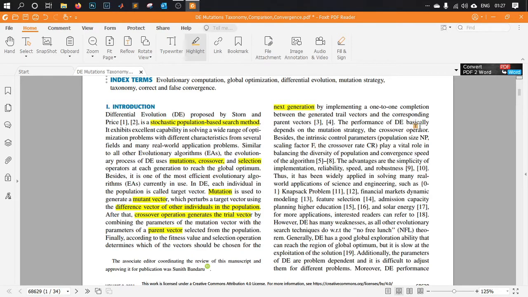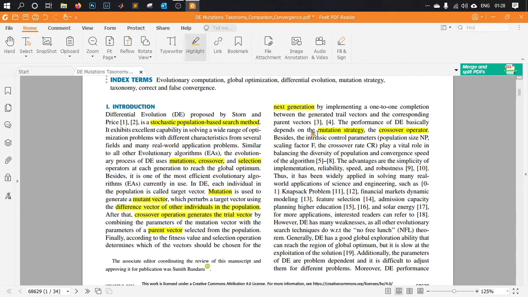So the performance of DE basically depends on the mutation strategy and crossover operator. The mutation strategy and the crossover operator are very significant in a DE algorithm. The mutation strategies we will go through, what are the various mutation strategies. And the crossover operation is basically a binomial crossover or exponential crossover. We will go through that later as well.